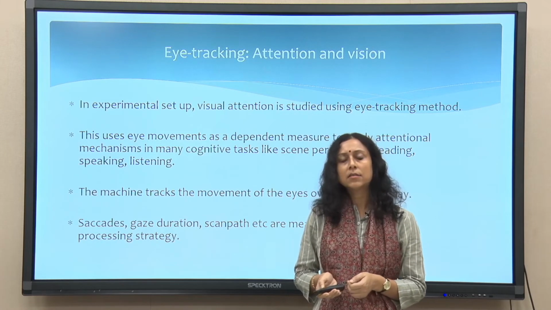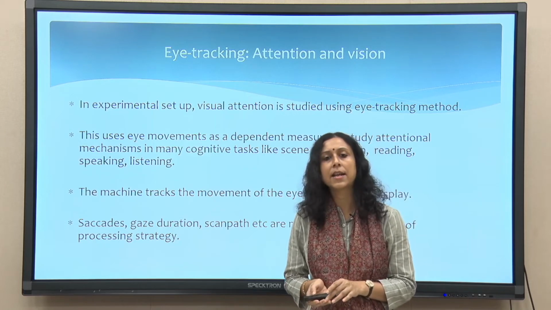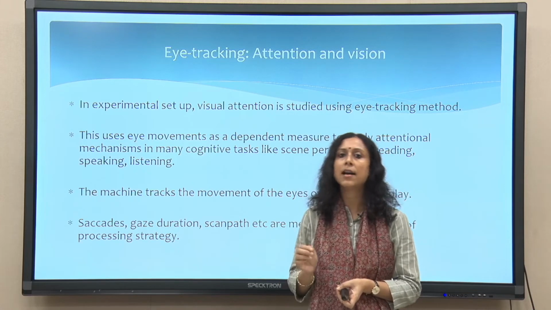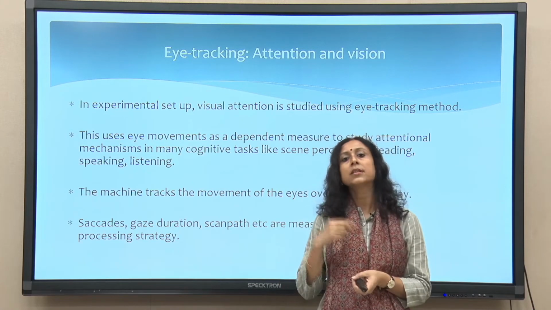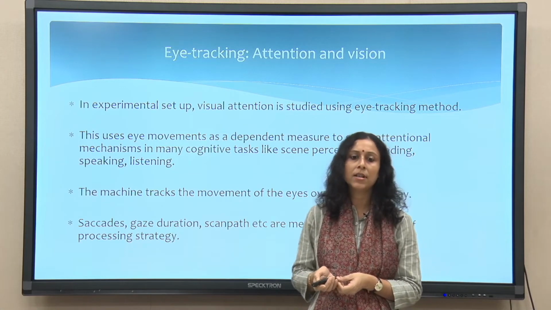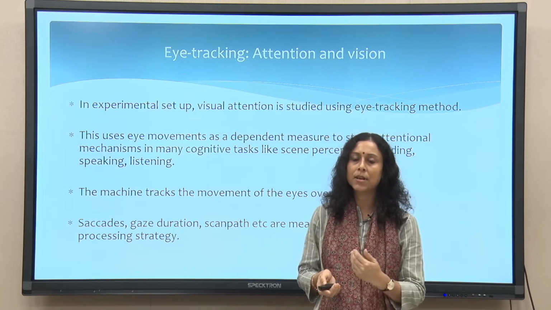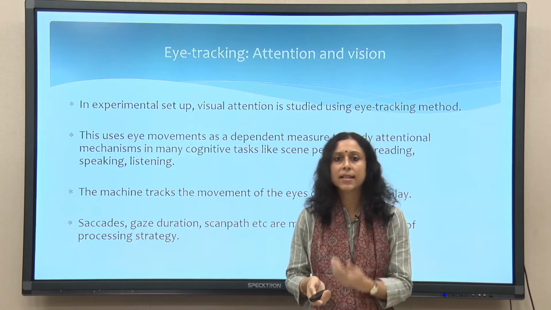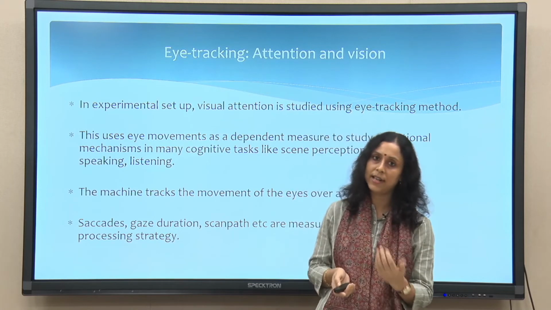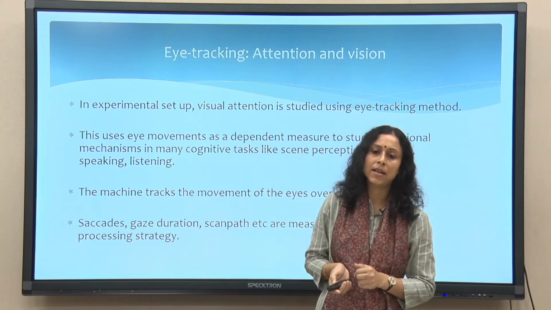So, what are the outputs that we get? Primarily saccades, gaze duration, scan path, etc. Saccades are the ballistic movement of the eyes, how the eyes move from one point to another point on a particular scene. Similarly, gaze duration is where the eyes stay for a long time. What is the time duration, how many milliseconds the eyes look at a particular aspect of a scene. And scan path is again the trajectory of the eye movements.